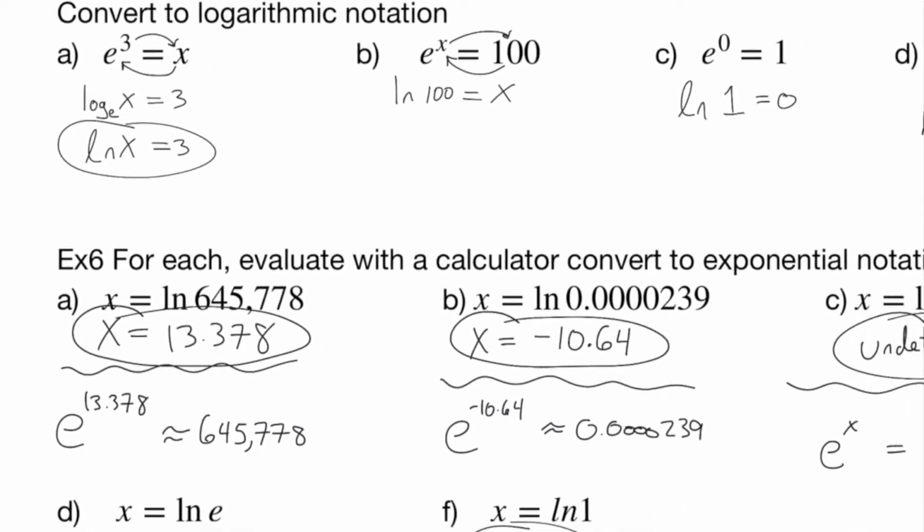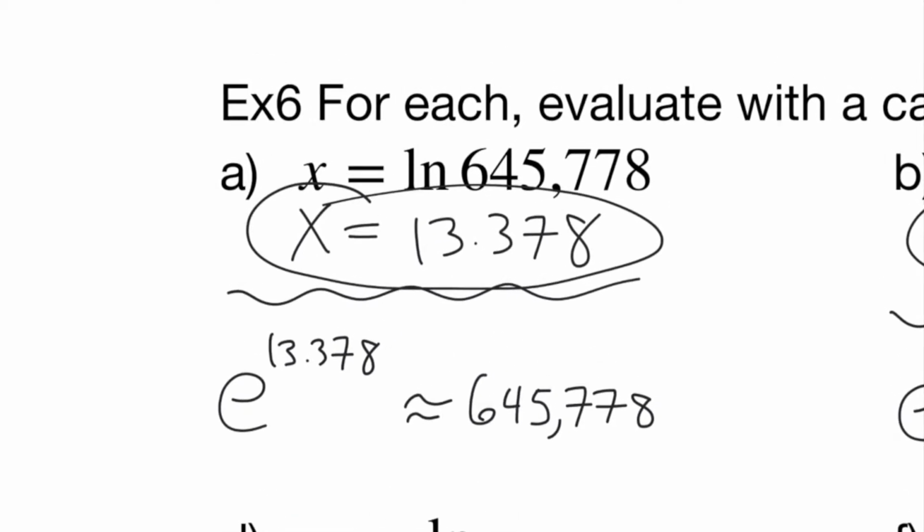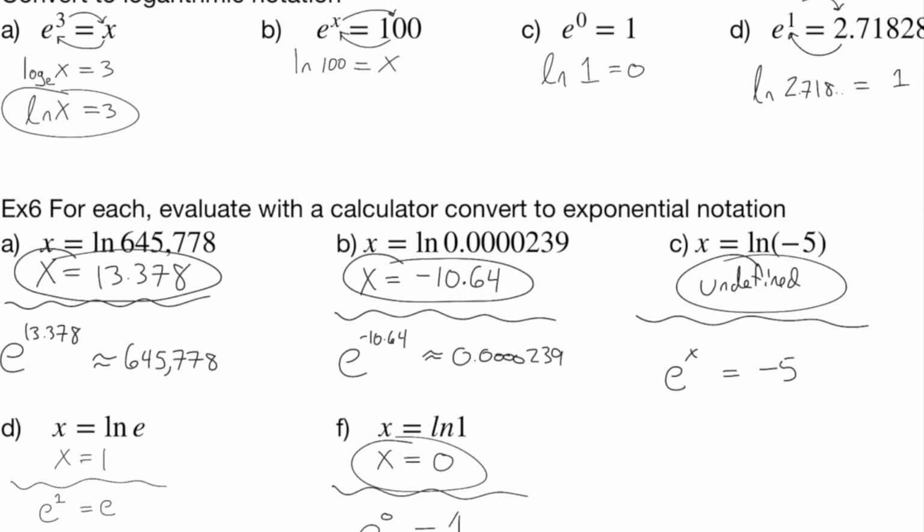For each, evaluate with a calculator and also convert to exponential notation. So check this out. I want to do 2 things here. I want to take the natural log of 645,778. What would the exponent have to be in order to produce a power of 645,778? The exponent would have to be 13.378. And you can check that by rewriting it in exponential notation. e to the 13.378 is approximately 645,000.